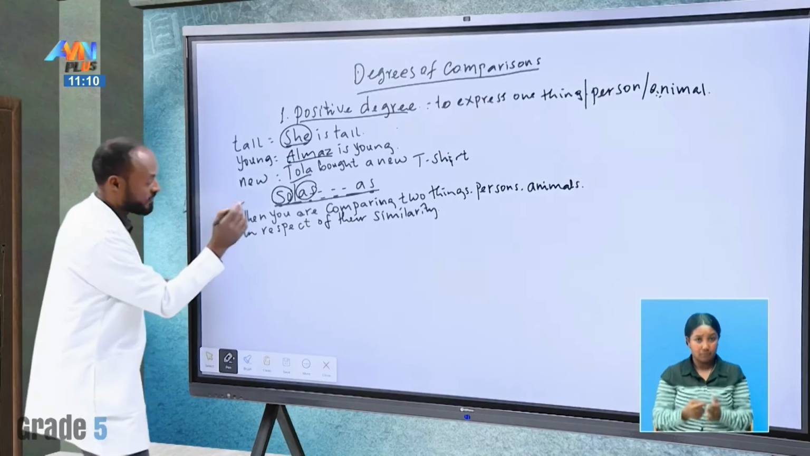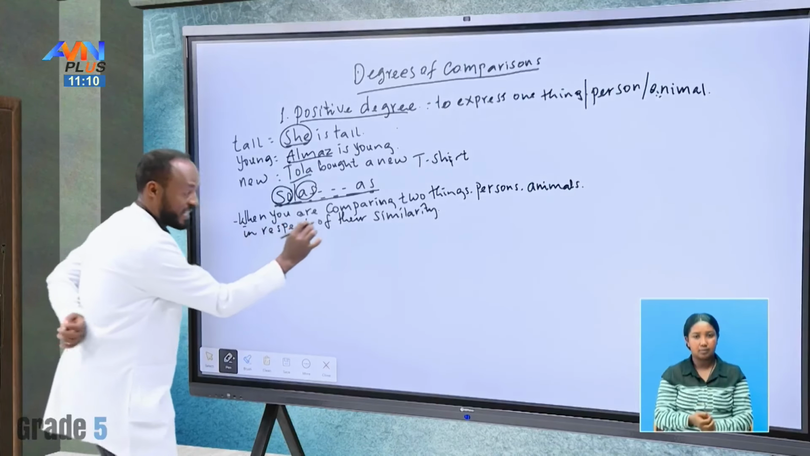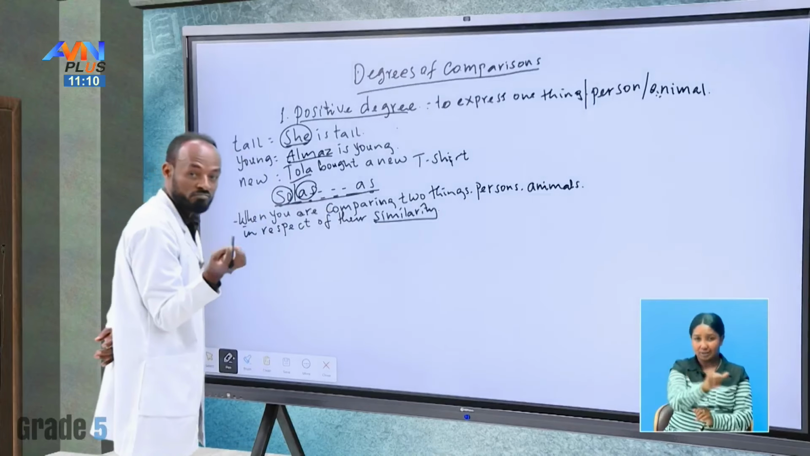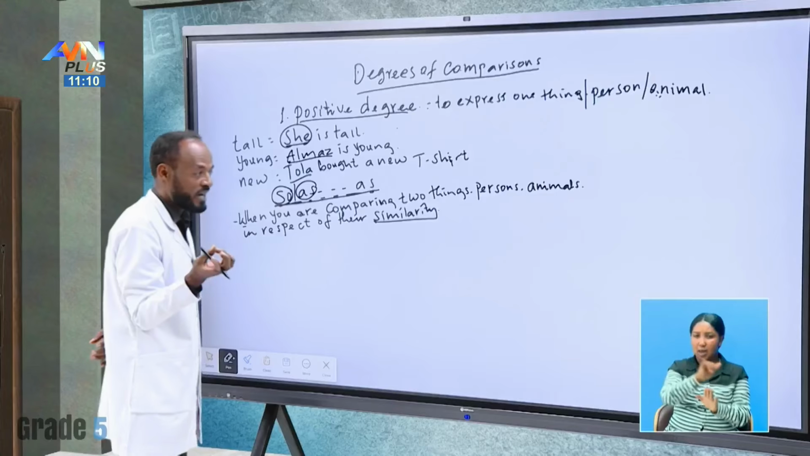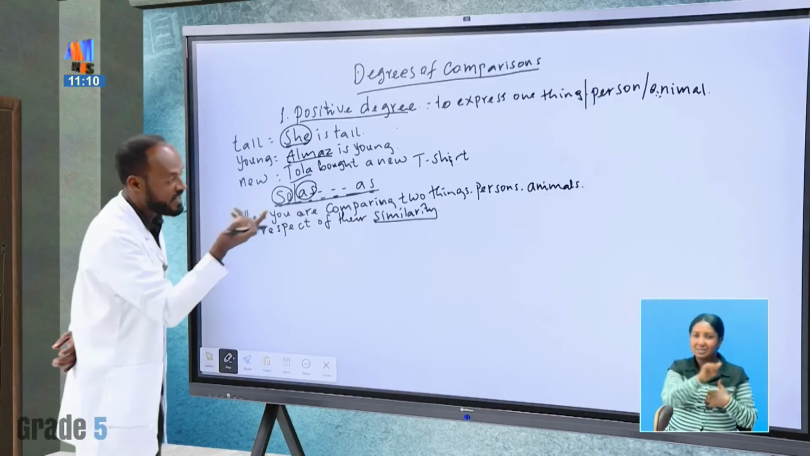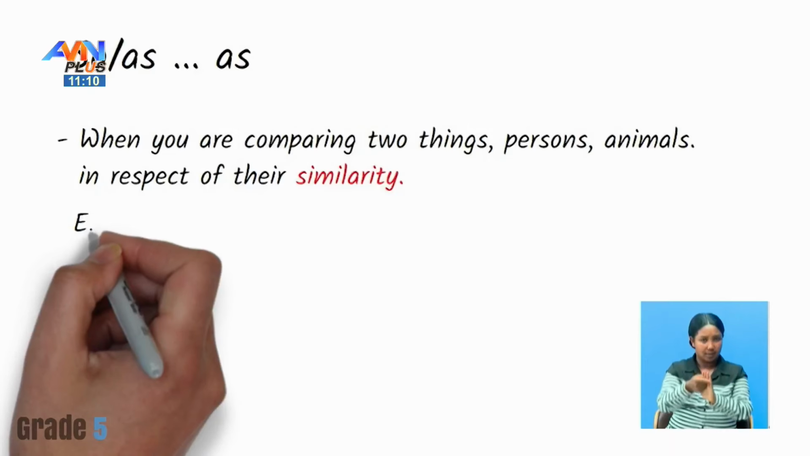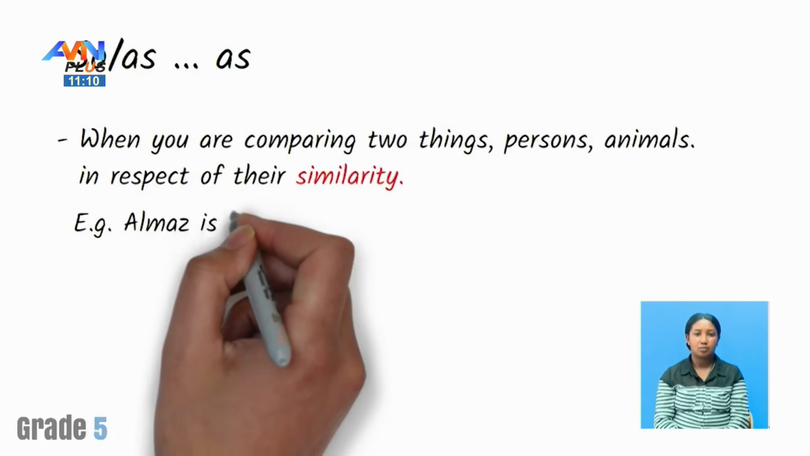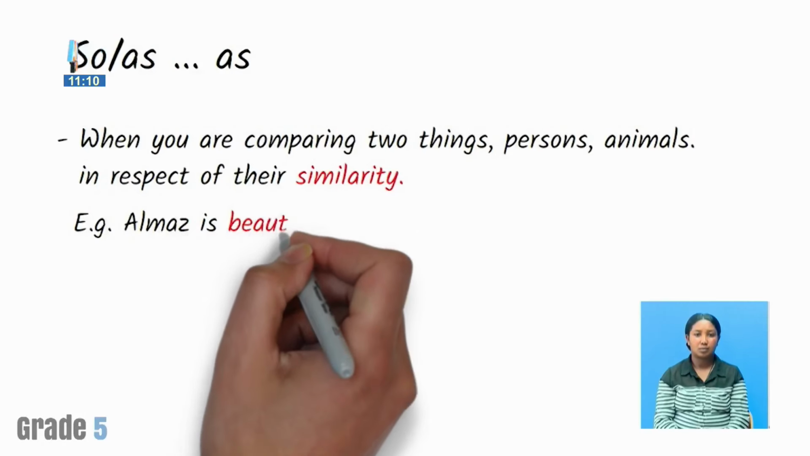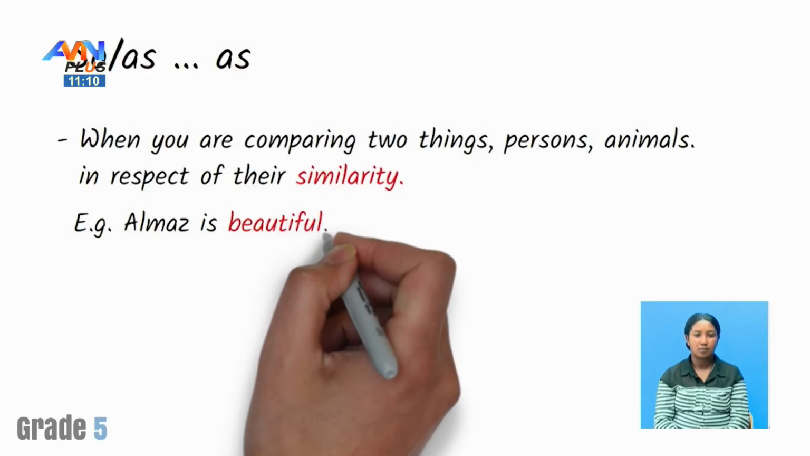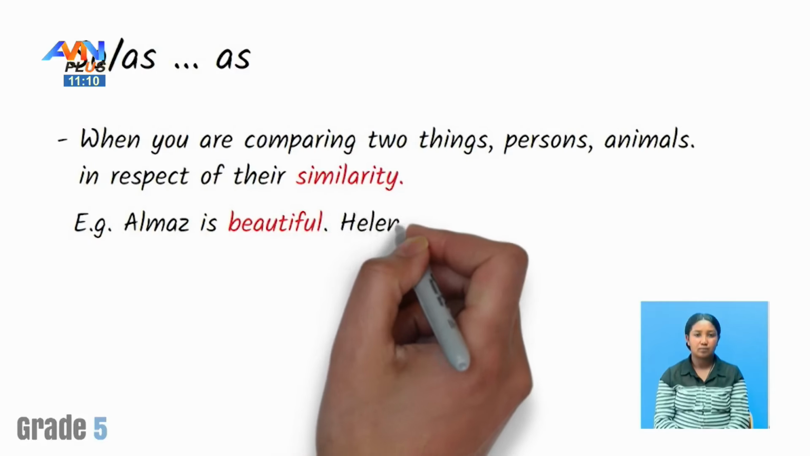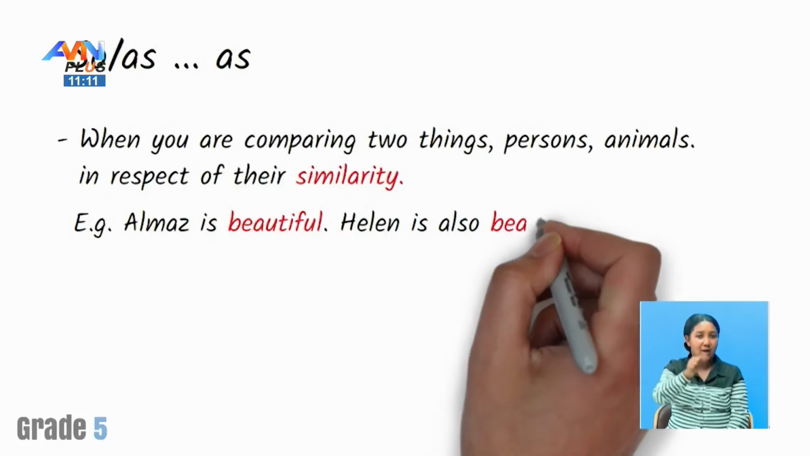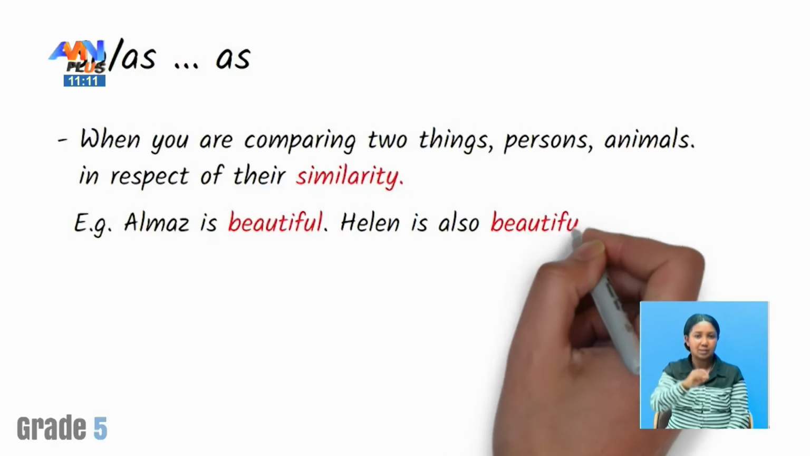Is it clear? For example here, I said when they are similar, the sameness of a person, the sameness of an animal, or the similarity of things. Example here. Almaz is beautiful. Helen is also beautiful.